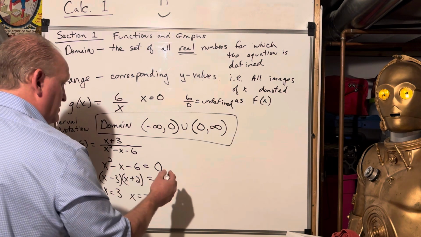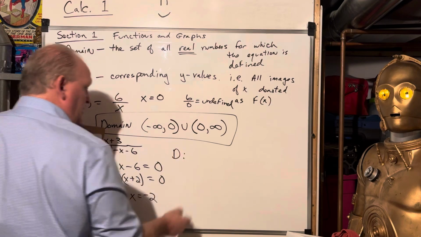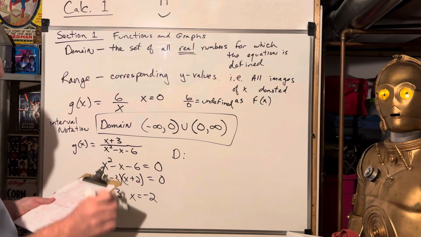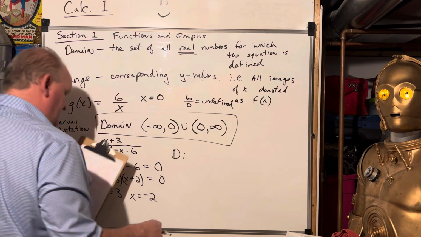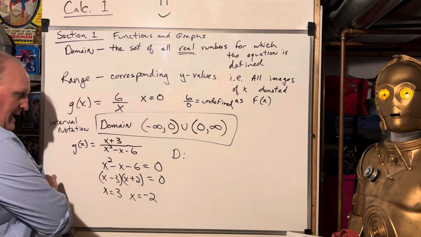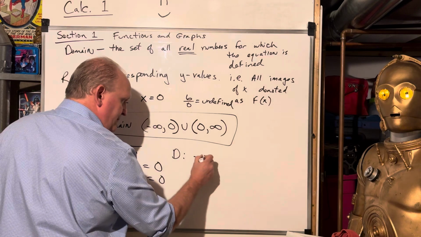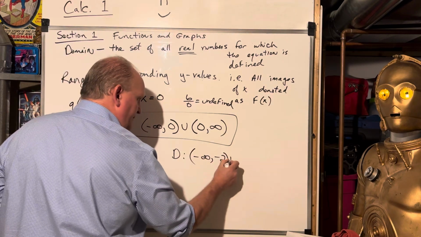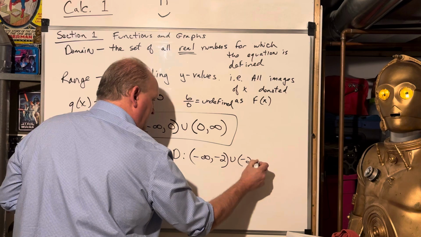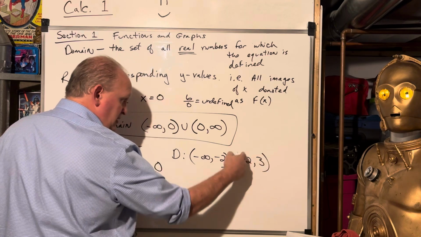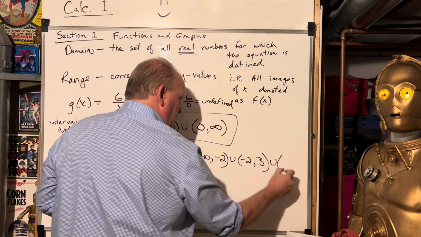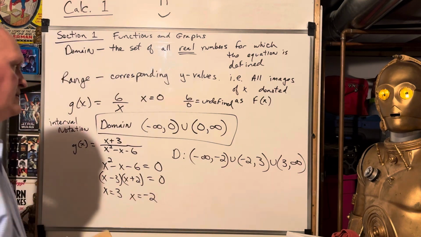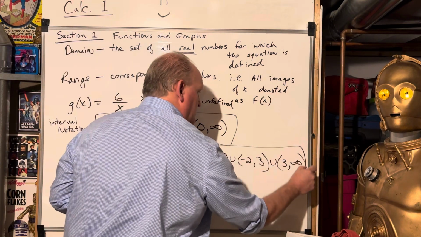So what we have to do for the domain here, and a lot of times you'll see just a capital D and then the colon. So the domain here is going to be from negative infinity up to negative 2, not inclusive. And then it's going to go from negative 2 to 3, not inclusive, no brackets here. And then 3 to positive infinity. And so that would be our domain, our set.